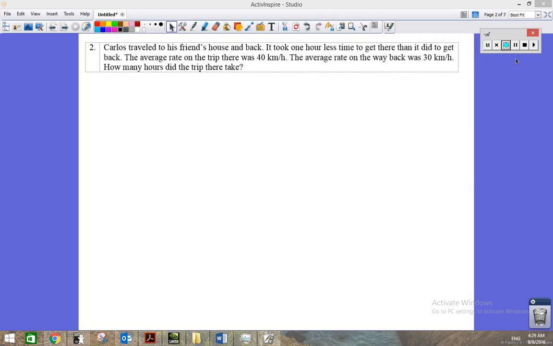Let's take a look at this second problem. Carlos traveled to his friend's house and back. So again, very similar to the first problem. It's a round trip type situation. Let's take a closer look and see what other information we have.